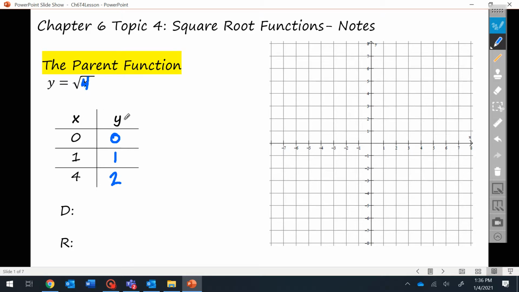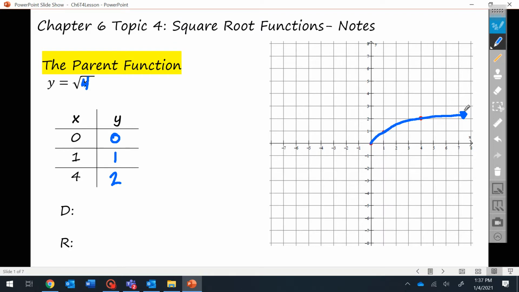And you can see here each y coordinate is the square root of the x coordinate. Square root of 0 is 0, square root of 1 is 1, square root of 4 is 2. So we have a couple of ordered pairs that we can put onto our graph: (0, 0), (1, 1), and (4, 2). We can see that if we connected these points, the graph would look something like this, and we can assume that it keeps going over like this. So this is the parent function for the square root.